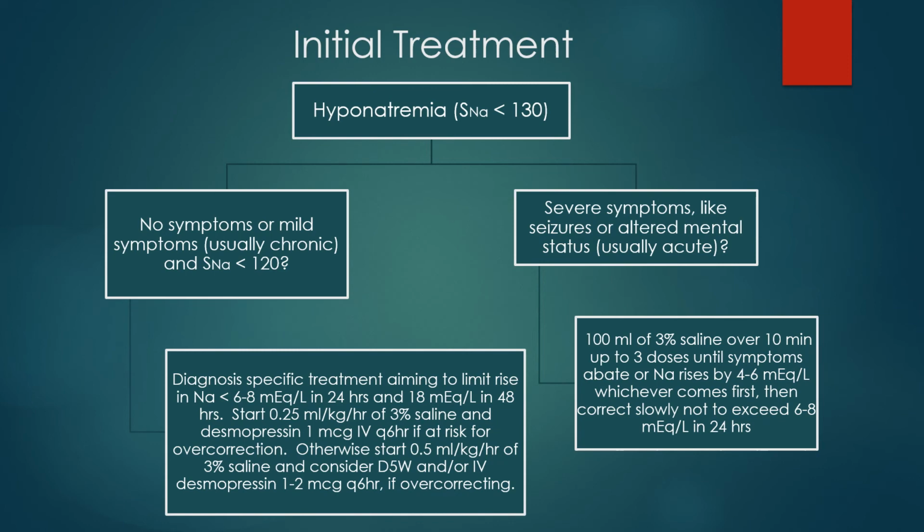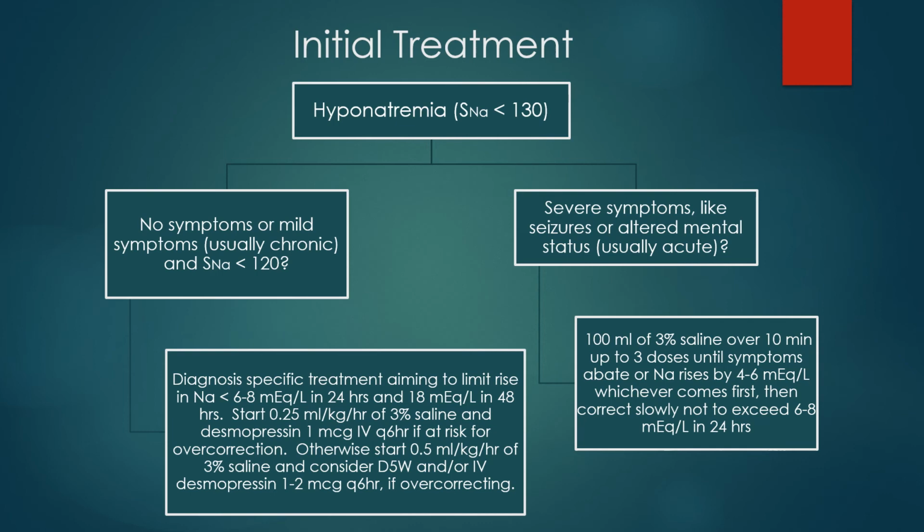The initial treatment of hyponatremia depends on how severe the hyponatremia is and whether severe symptoms such as seizures or obtundation are present. If the patient is symptomatic, 100 mL of 3% hypertonic saline can be given over 10 minutes up to 3 doses, or until there's a 4 to 6 mEq per liter increase in the sodium level, whichever comes first. Then correct slowly not to exceed 6 to 8 mEq per liter in the first 24 hours. This treatment should generally be enough to alleviate symptoms and prevent herniation of the brain from cerebral edema.